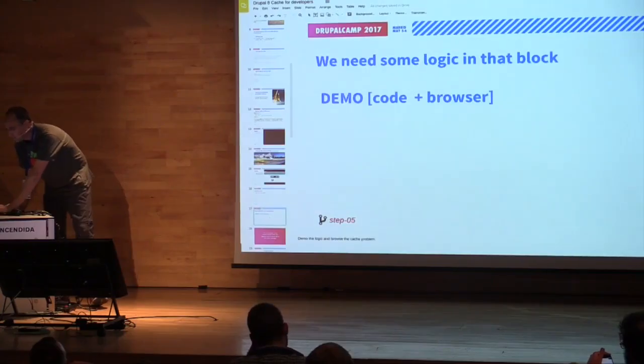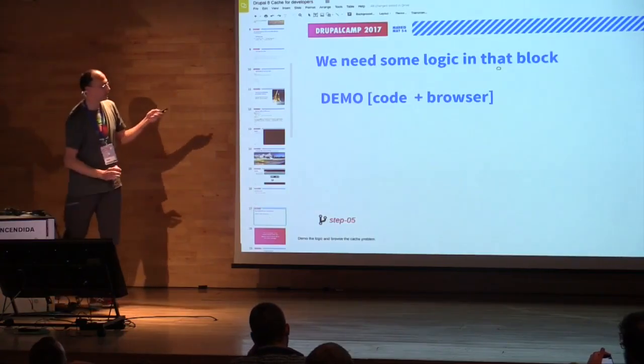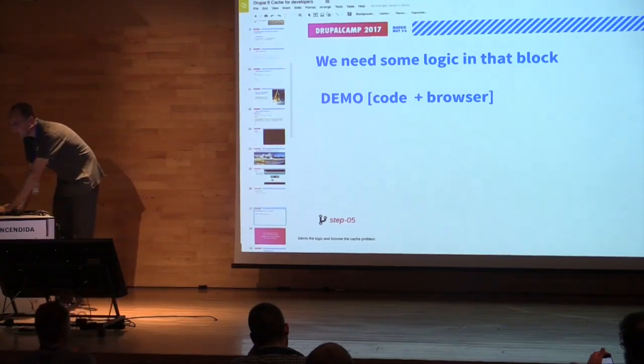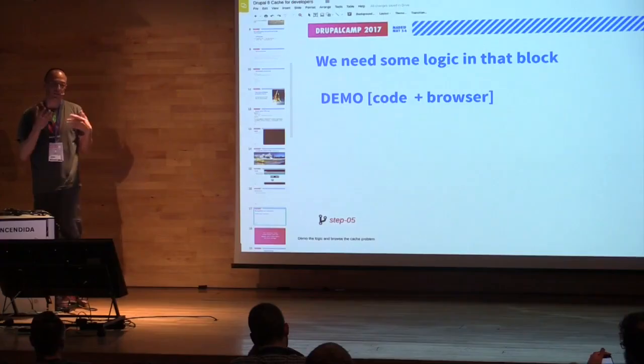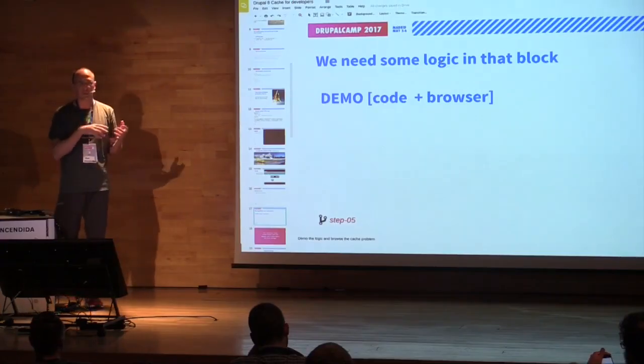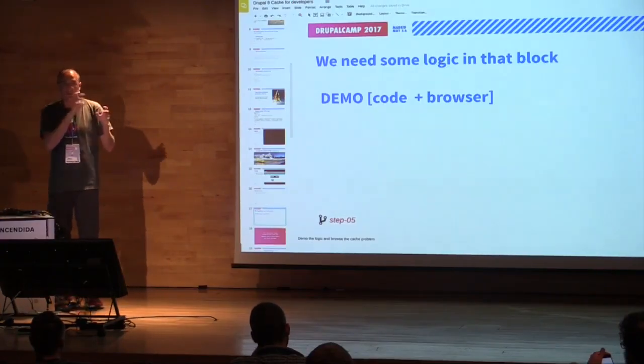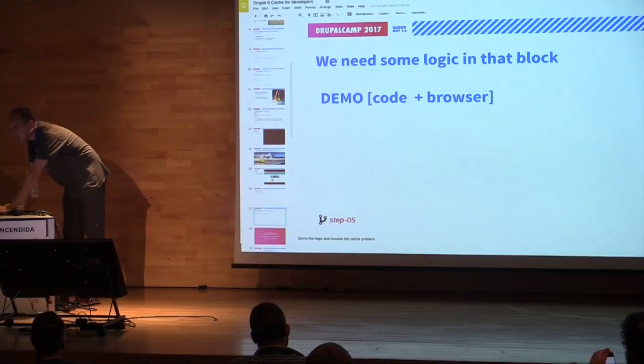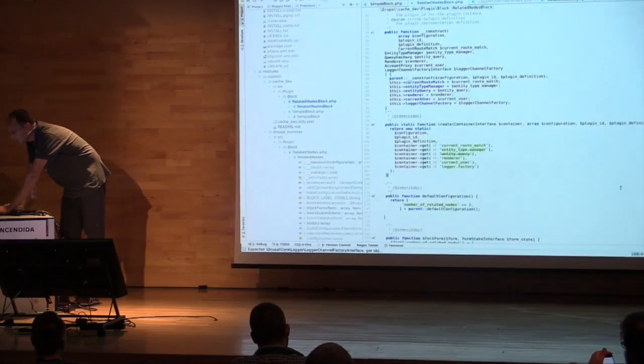So now that block that I have just created hasn't got any logic, so it cannot do what I wanted it to do, that was to show the related products. It's showing just a number. So I'm going to add some logic to that block. I have that one in the step 5 branch.